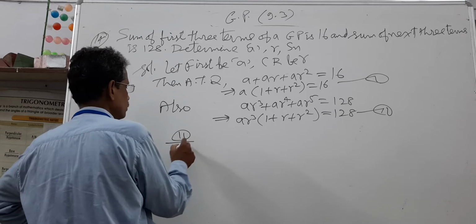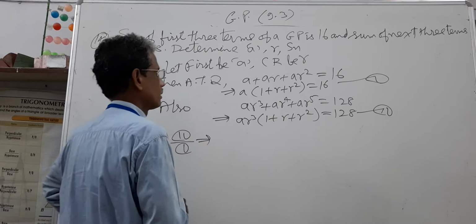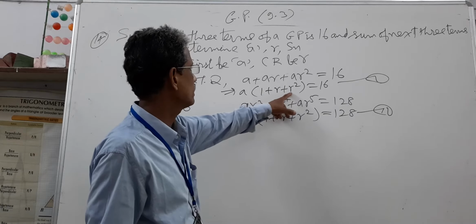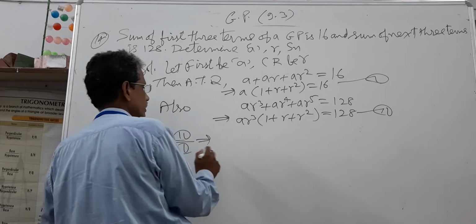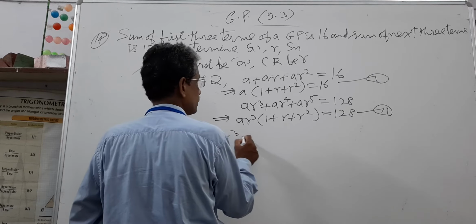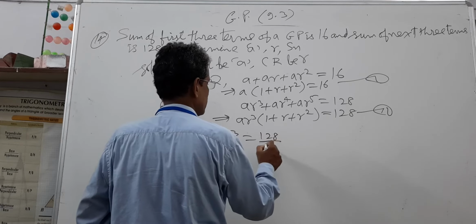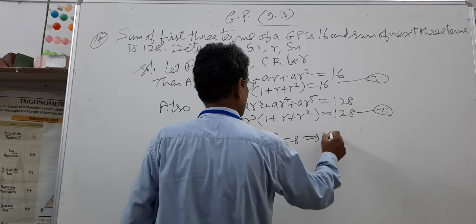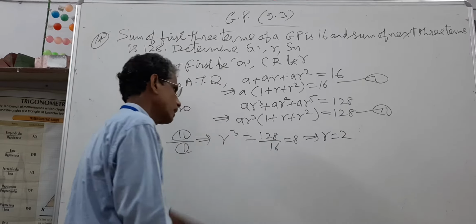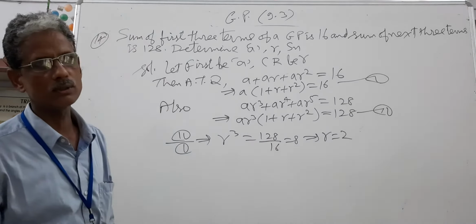Divide equation 2 by 1. 1 plus r plus r square becomes cancelled, a and a become cancelled. Remains r cube is equal to 128 upon 16, which is equal to 8. This implies r cube equal to 8, so r is equal to 2.